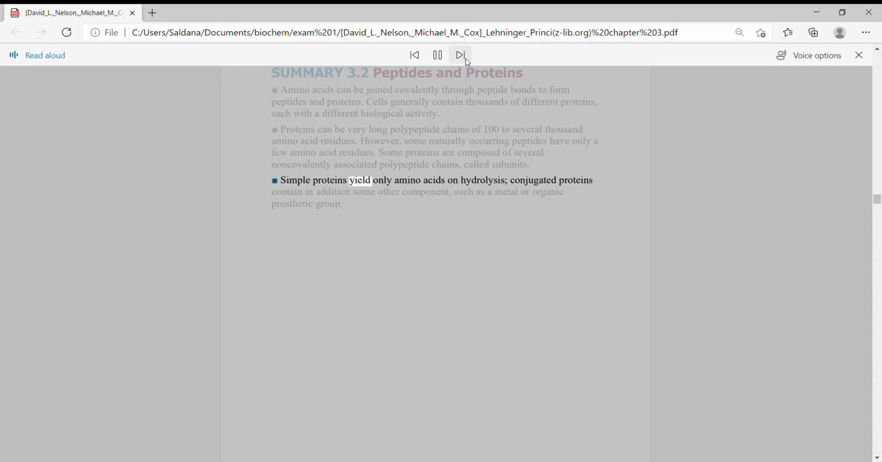Simple proteins yield only amino acids on hydrolysis. Conjugated proteins contain in addition some other component, such as a metal or organic prosthetic group.